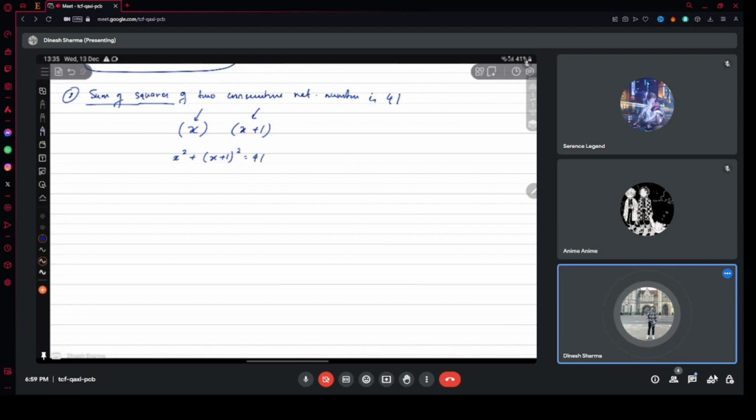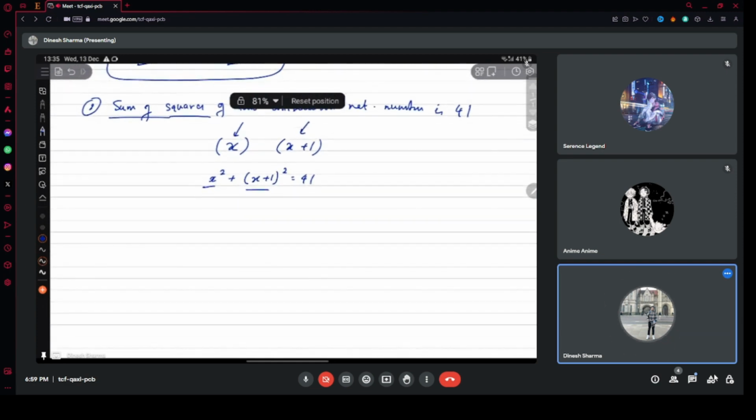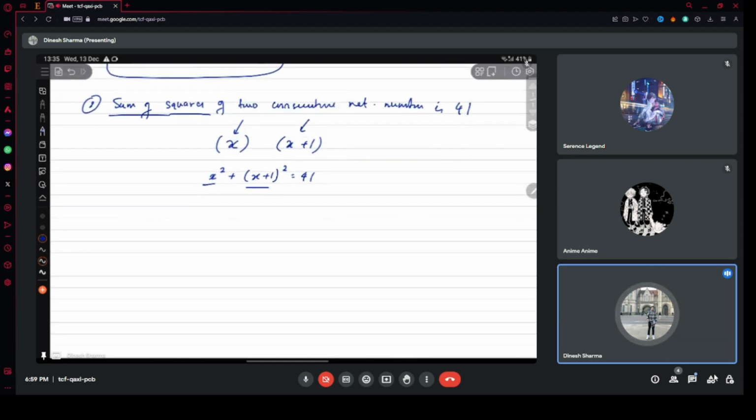Sum of squares of two consecutive natural numbers is 41. So you can write x squared plus (x plus 1) whole squared equal to 41. Now you can expand this using (a plus b) whole squared, a squared plus 2ab plus b squared, equal to 41.